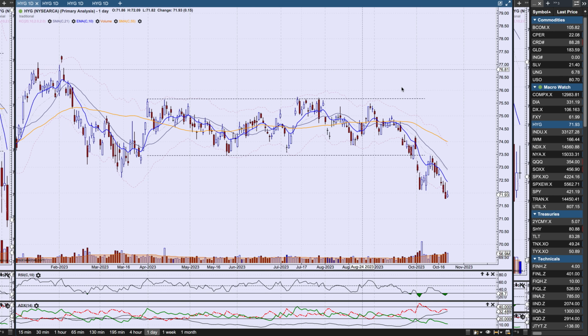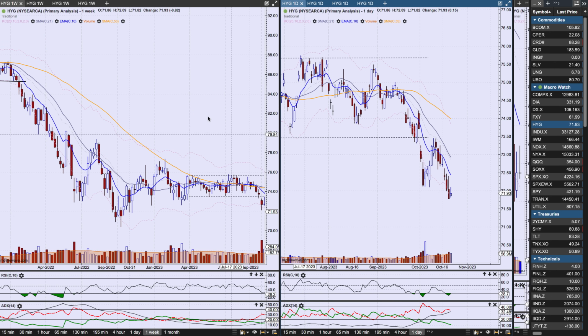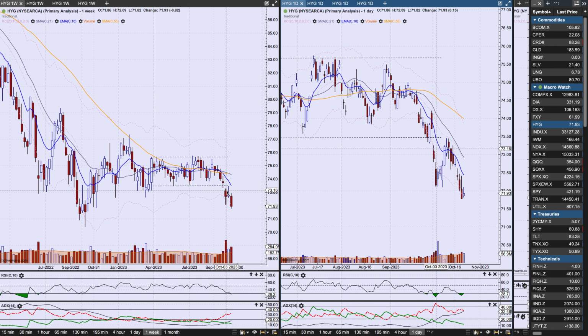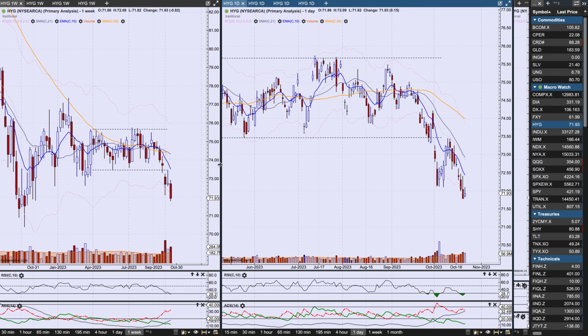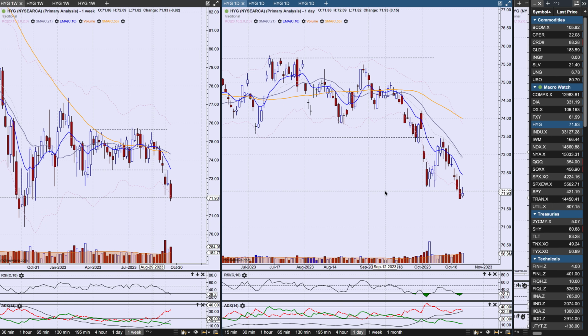HYG, the high yield bond fund, continues to say risk off. This has punched below the early October lows. It was up 15 cents on Friday, a little pause kind of day. When you look at the weekly basis, it was down 82 cents for the week. So here's the picture. That is the lowest weekly close since the week of October 10th of last year. So pretty much confirming the risk off type of sentiment that's going on in the market.